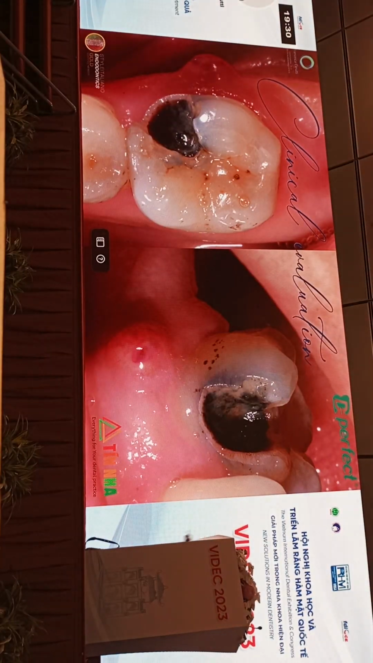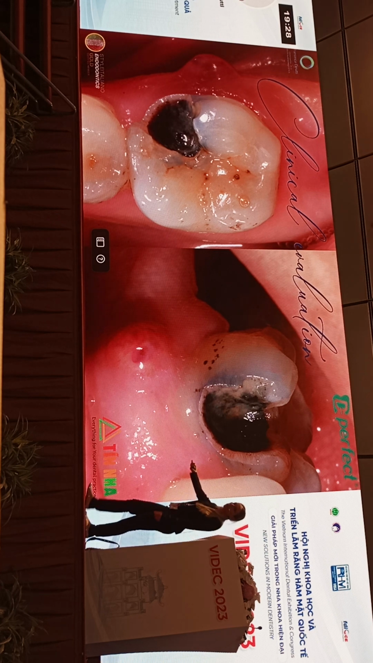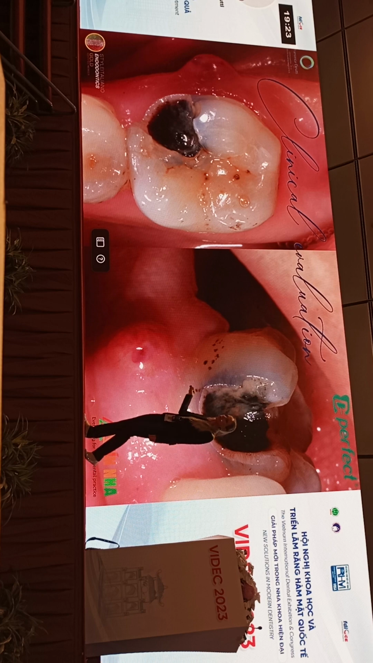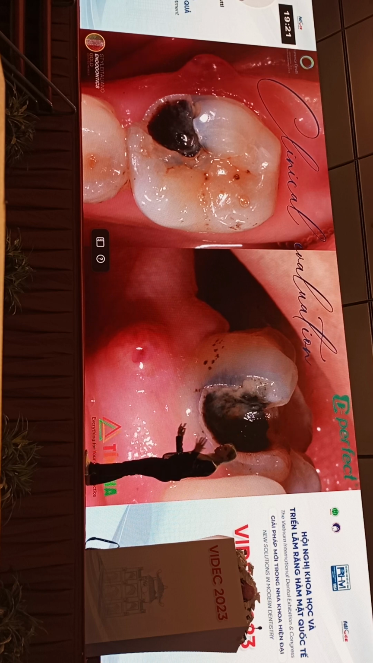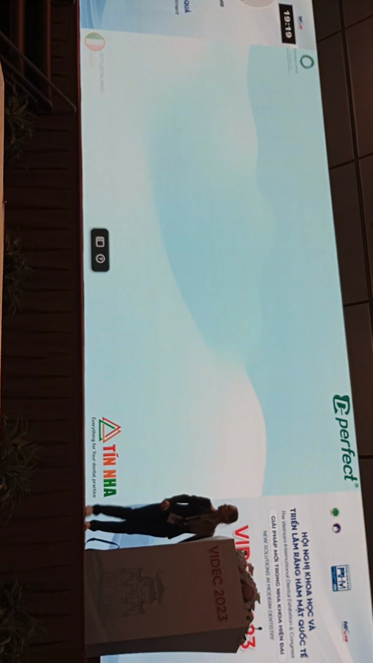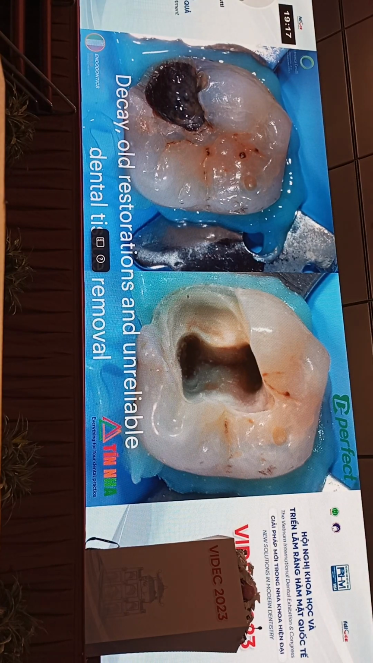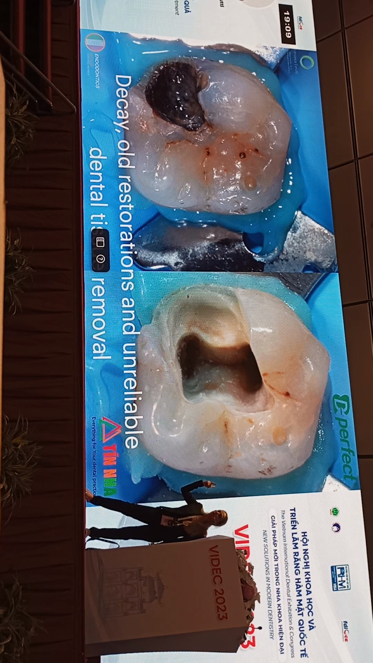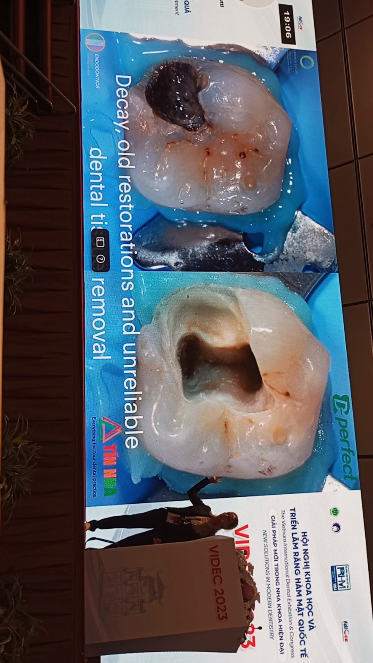First thing, I do a clinical evaluation. There is a sinus tract. So I can feel immediately the root canals and I will have no problems, even if there is a huge infection. And then I isolate. I remove all the decay, all the restoration, all the unreliable dental tissue, because now I'm already starting to think about what restoration is best for this tooth.